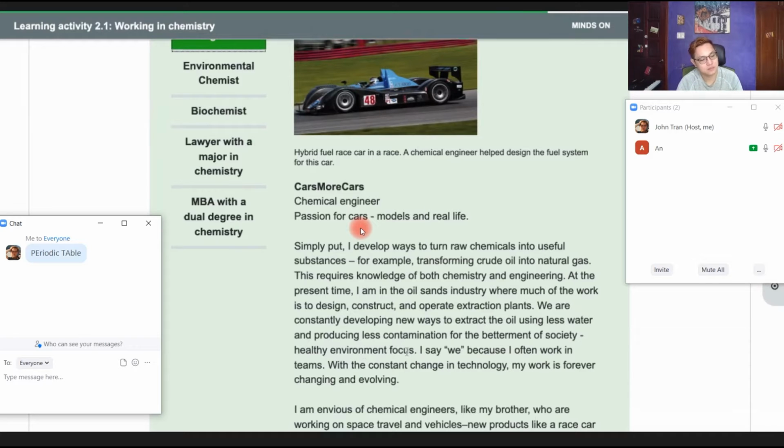Health, environment focus. I say we because I often work in teams. With constant change in technology, my work is forever changing and evolving.